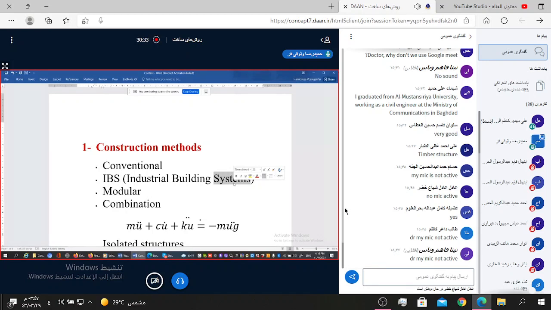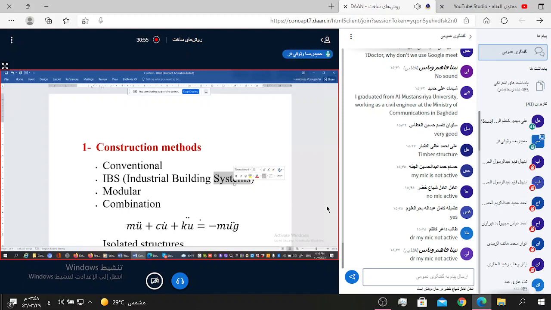Because industrial systems and industrial requirements are very different from conventional residential or commercial buildings. So after that, we will discuss the IBS system.